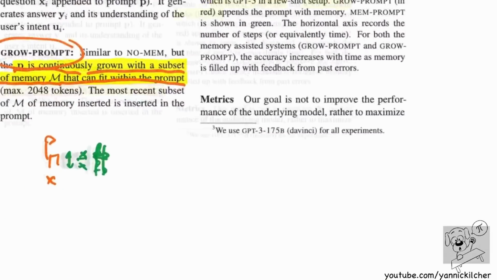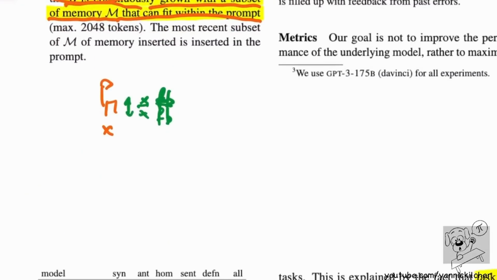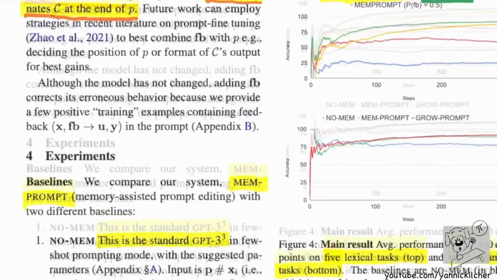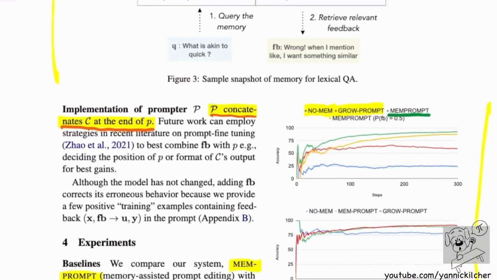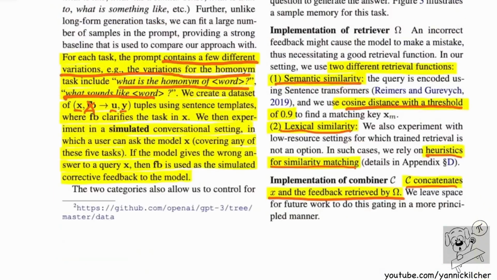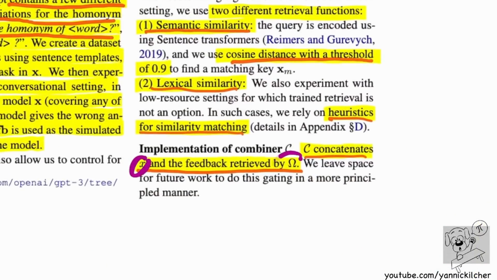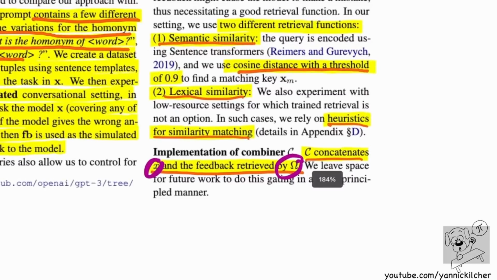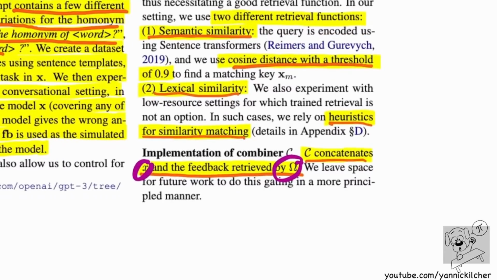Now, again, it is not clear to me if their system simply retrieves the most relevant unit here and appends it here instead of the M. Or maybe all the relevant units, right? In which case there would also be no feedback here. Or if their system retrieves the most relevant thing and then appends only the feedback to the X right here. I don't know. It concatenates C at the end of P, and C concatenates X and the feedback retrieved. So I'm pretty sure that it's the second one. It concatenates the feedback to X.